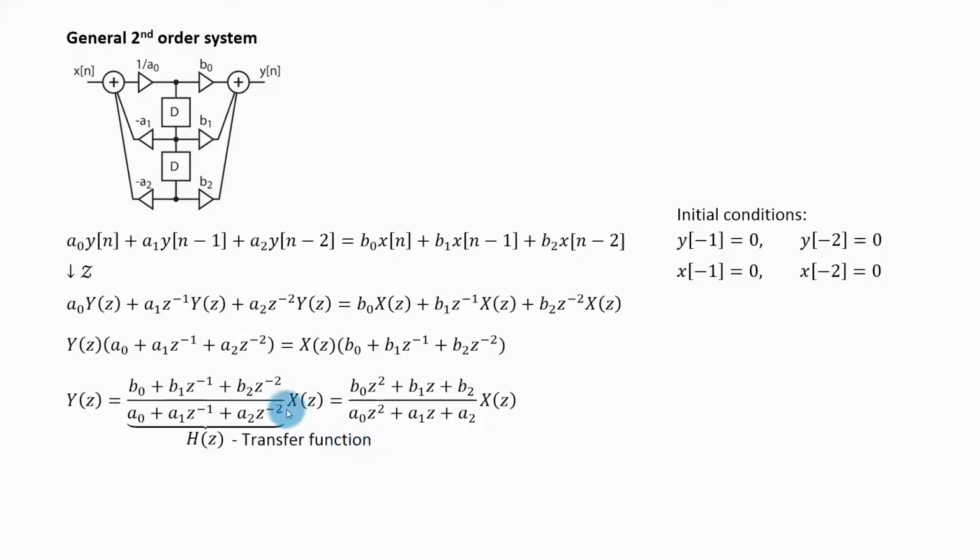Here the transfer function is written in the negative powers of z, but you can multiply the numerator and the denominator by z to the power of 2, which will turn it into this form where you have positive powers of z. This first form we usually use for the computation of the inverse z transform, and this second form we usually use for the computation of poles and zeros.